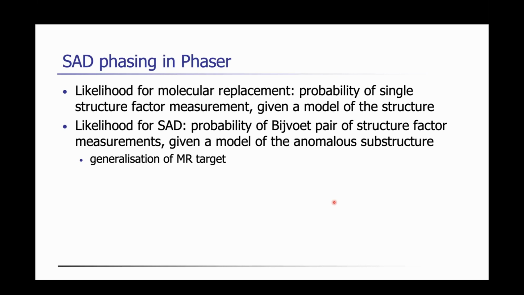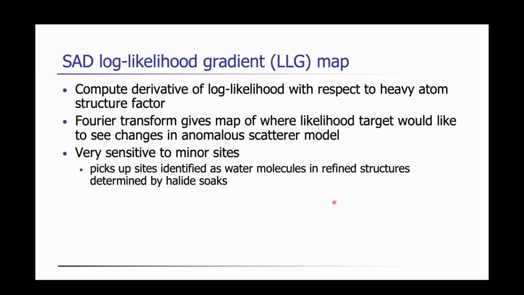The theory of SAD phasing is actually very similar to molecular replacement, but instead of looking at one structure factor at a time, you're looking at pairs of structure factors. So we can use the same kind of theory and come up with a treatment for SAD phasing. I'm not going to get into that, but the key thing is, because they're closely related, we can do molecular replacement just looking at the normal data. And then we can say, where would we like to see anomalous scatterers to explain the differences between these pairs of reflections better? That's called a SAD log likelihood gradient map, and it will very sensitively show you where these anomalous scatterers are.